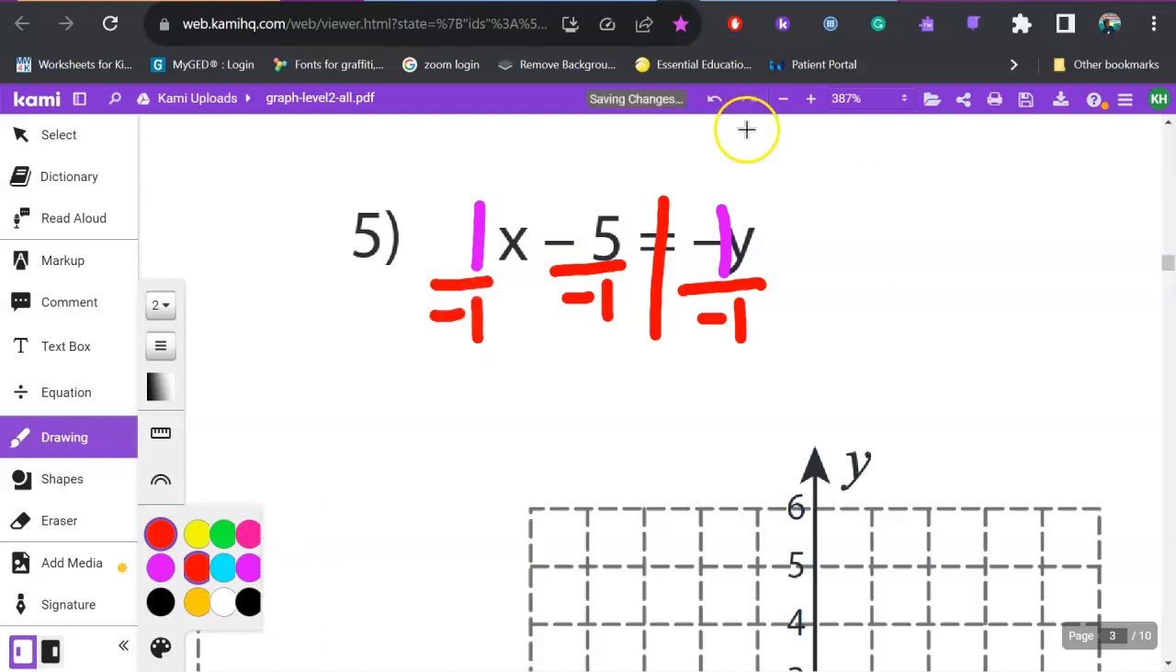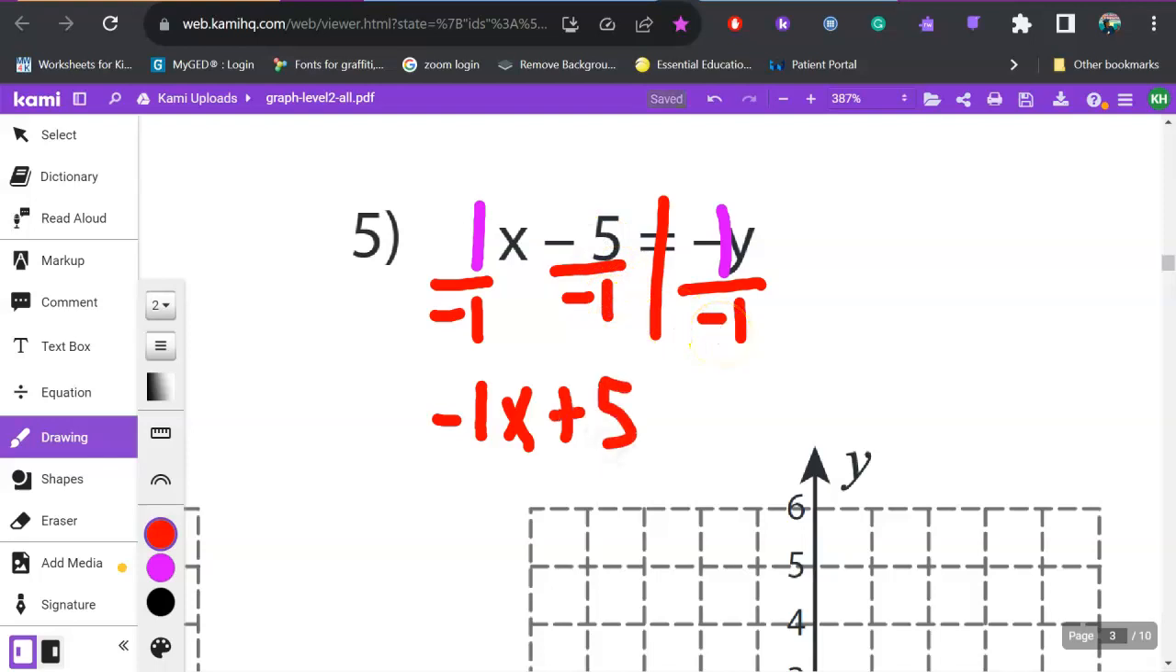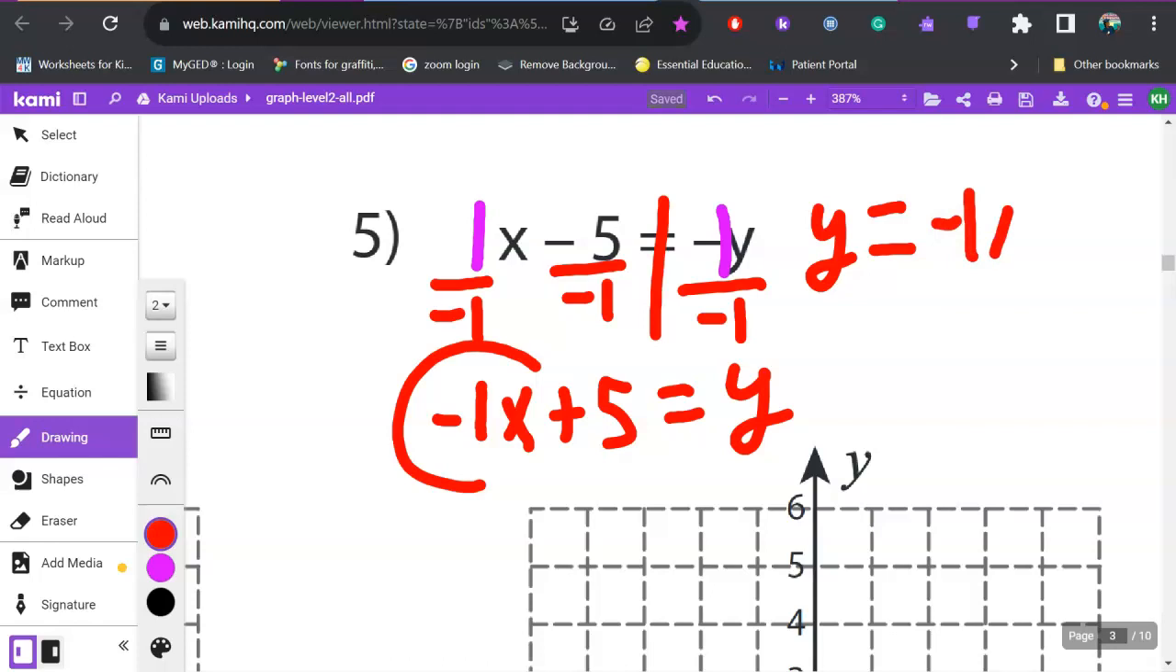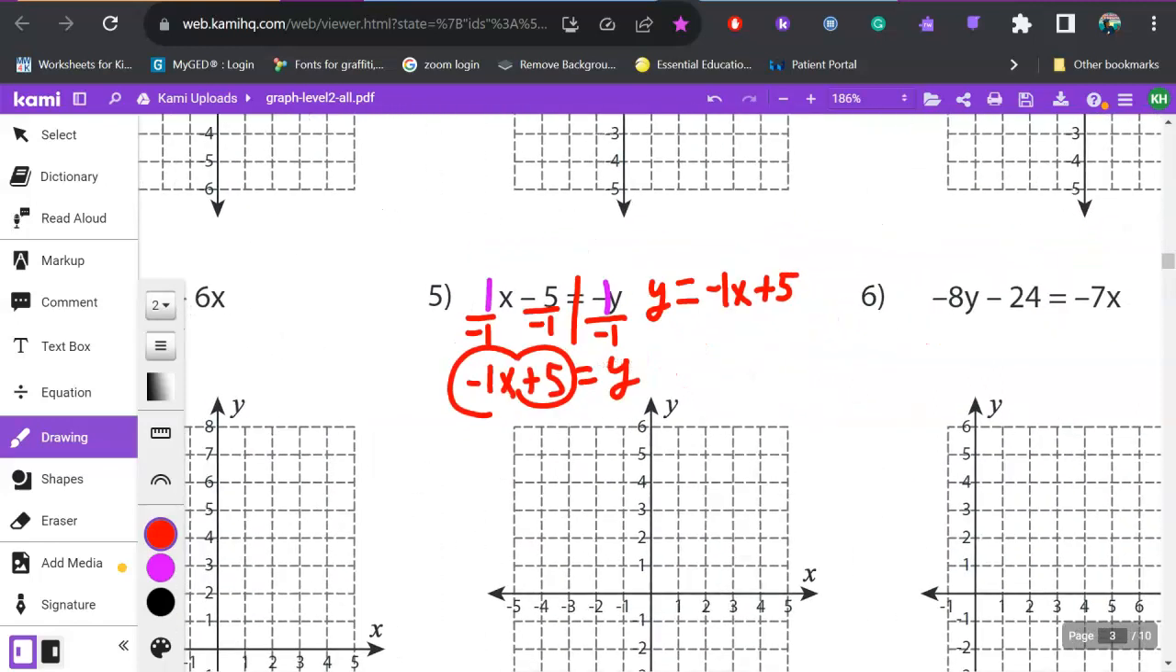When I do that, 1 divided by -1 gives me -1 x, right? And then -5 divided by -1, do you realize that changed to a positive 5? Negative divided by negative. And then -1 divided by 1, positive y. If I rewrite it with the y on the left side, it would be y equals my mx number, negative 1, and then my y-intercept plus 5. So that's where I'm at. Rewriting it looks like that, right?